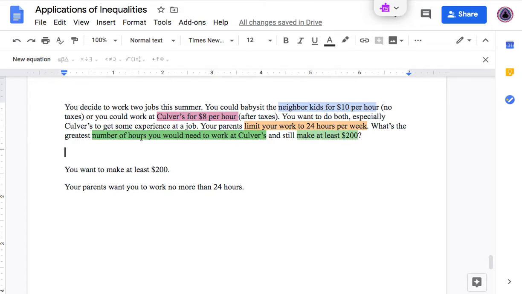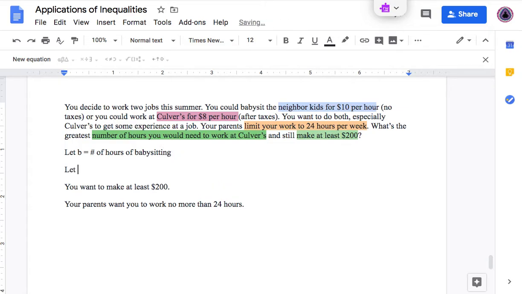So the first thing I need to do is figure out what my variables are. According to my final question, it looks like a number of hours, but there are two different kinds of hours I could work. So let's let n be the number of hours. Actually, let's make that b for babysitting. So b is the number of hours babysitting, and we'll let c be the number of hours at Culver's.